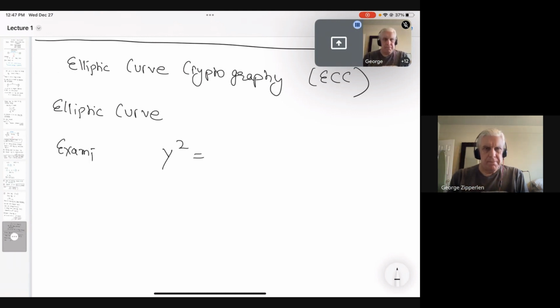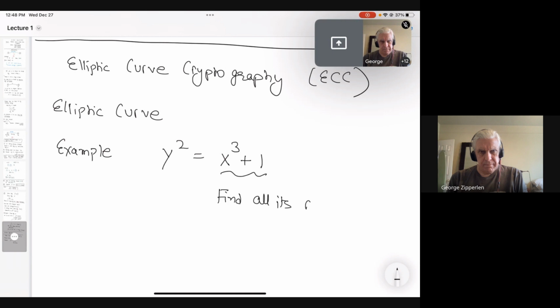We always have y squared on the left hand side, and on the right hand side we have a degree 3 polynomial in x, for example x cubed plus 1. But not any polynomial. What I require is that when I take this polynomial and find all its roots, they should be distinct. I don't want repeated roots.